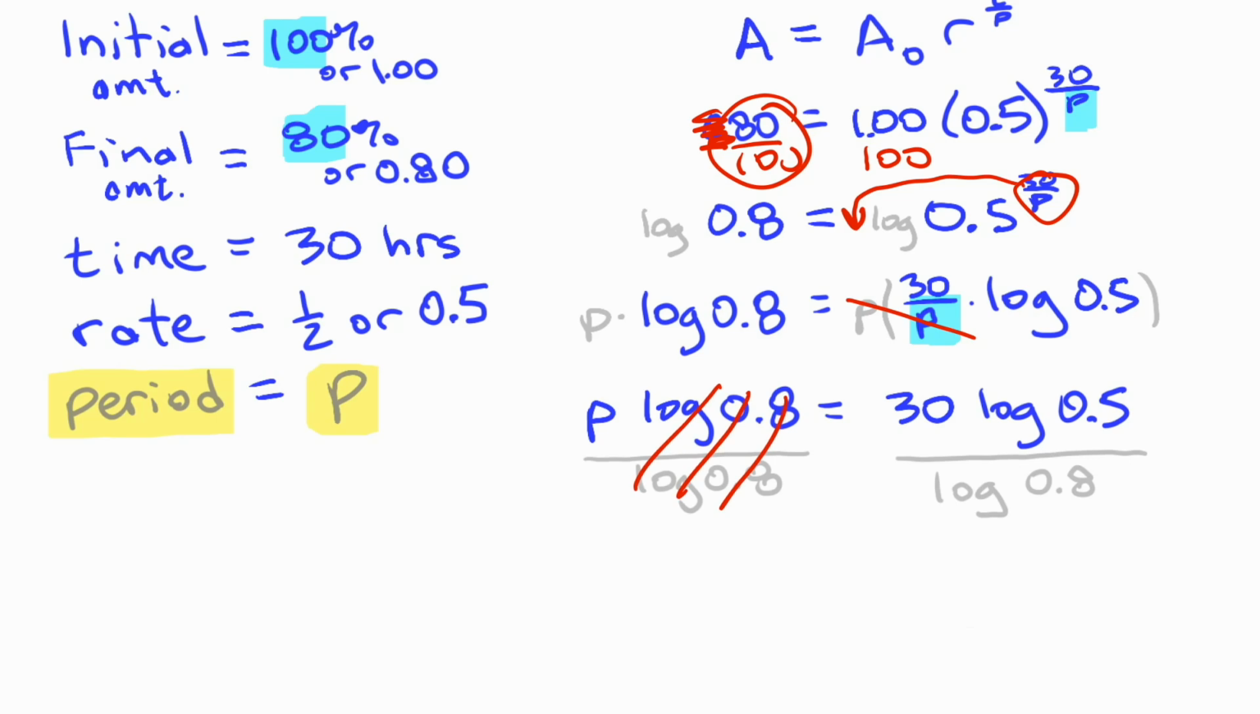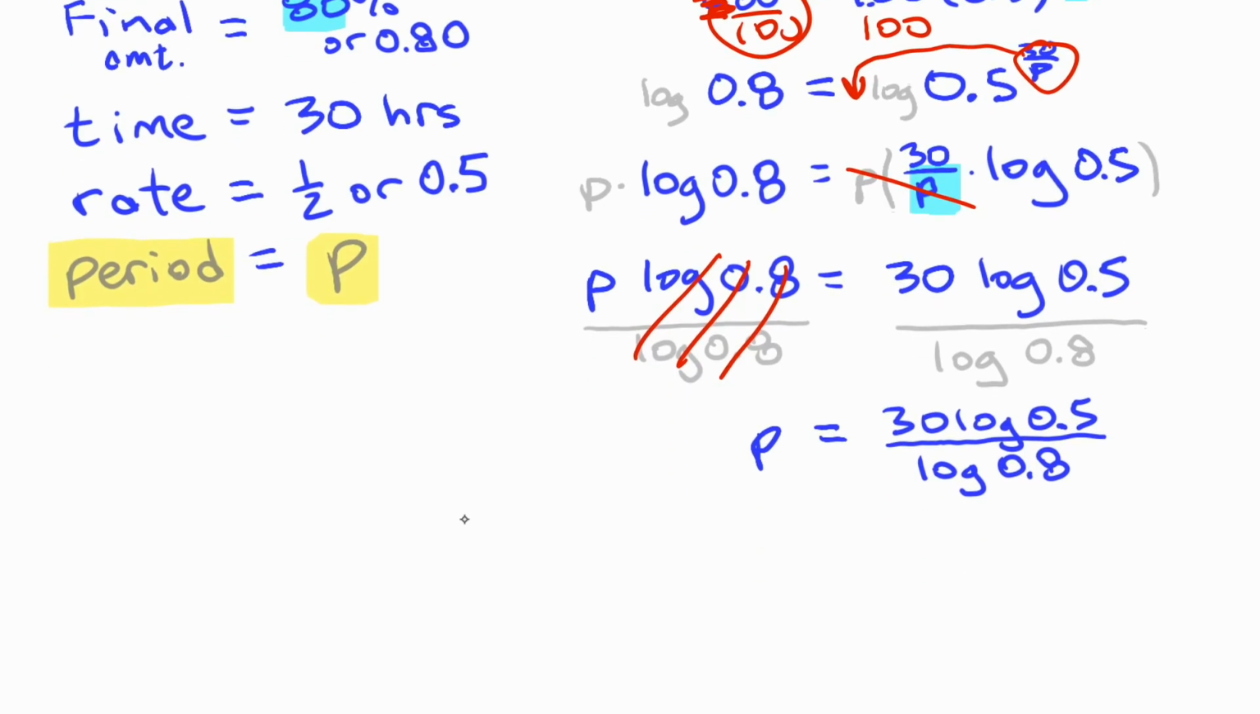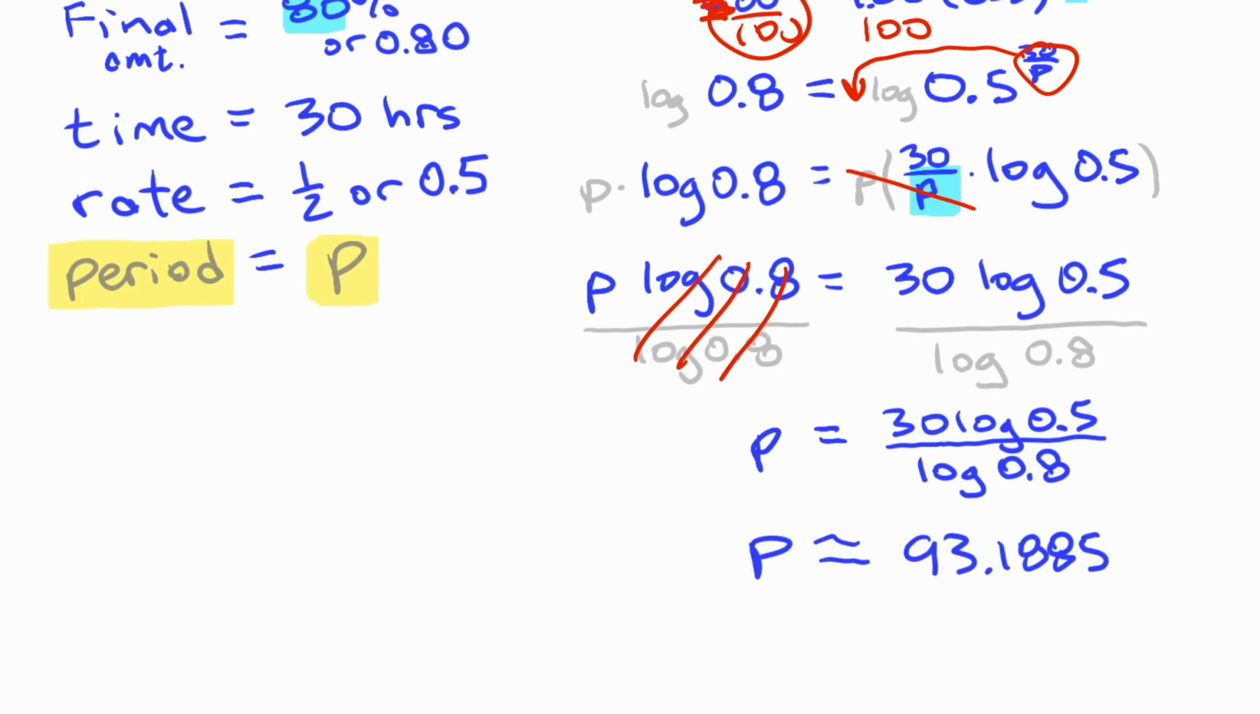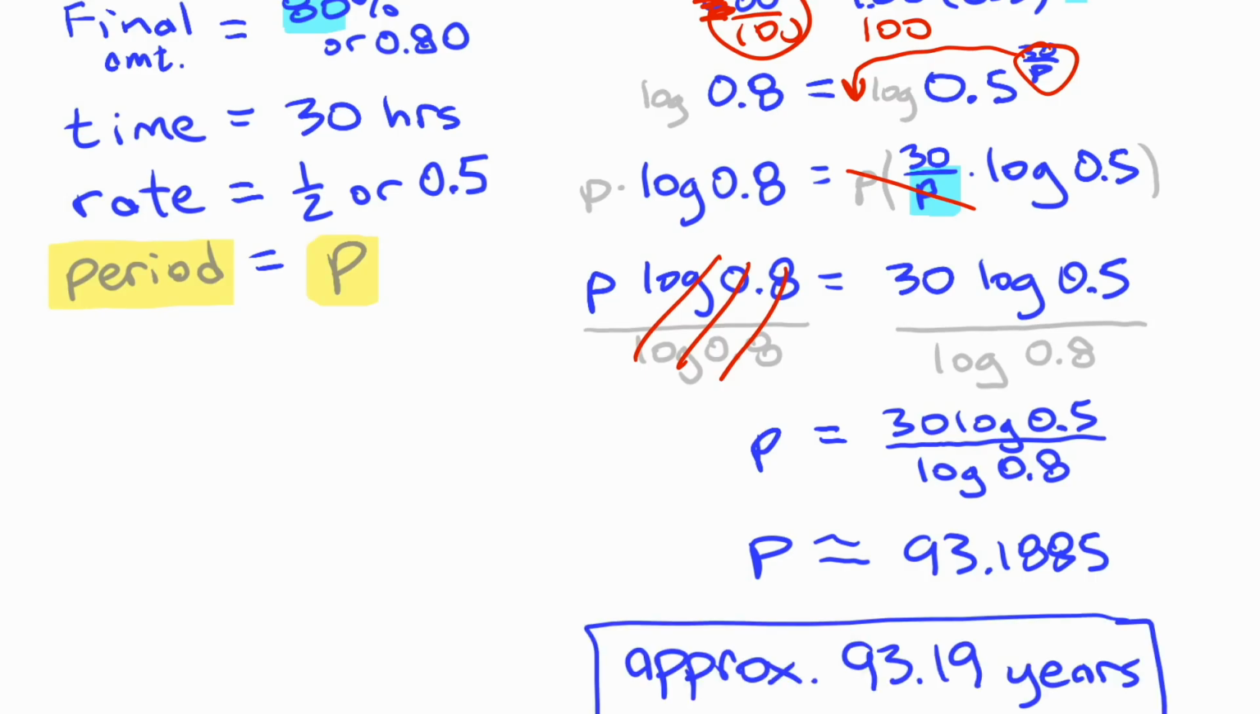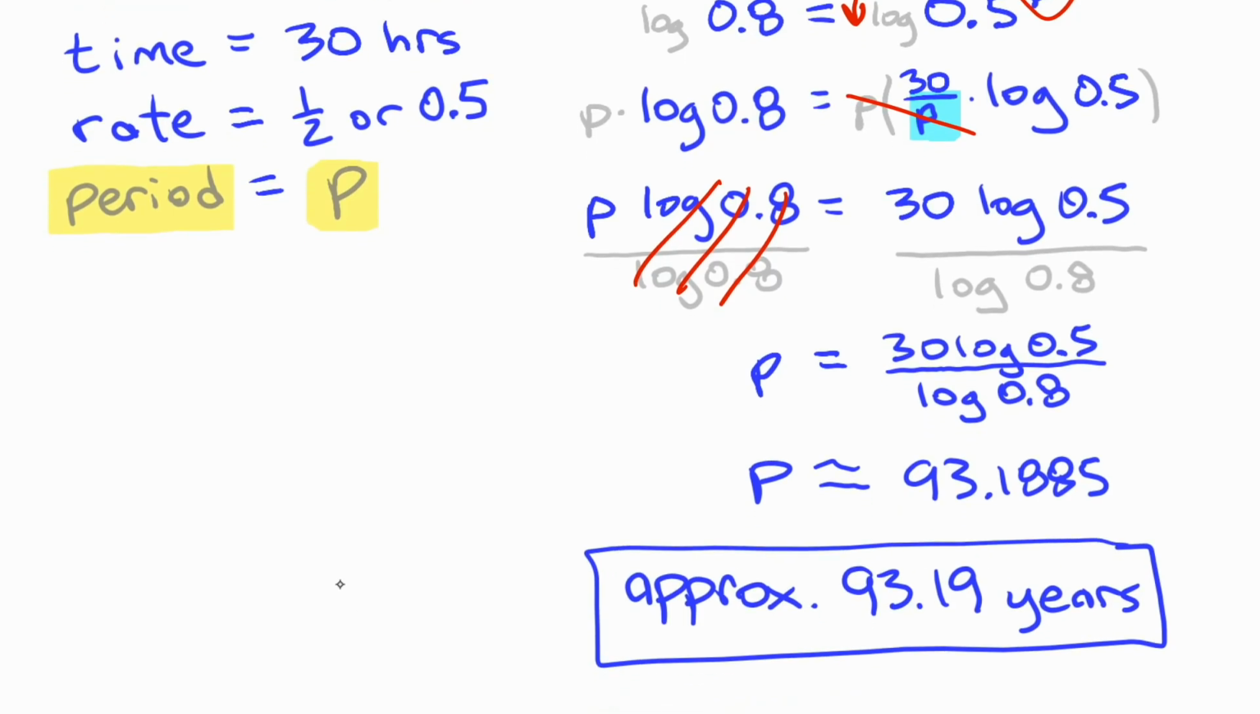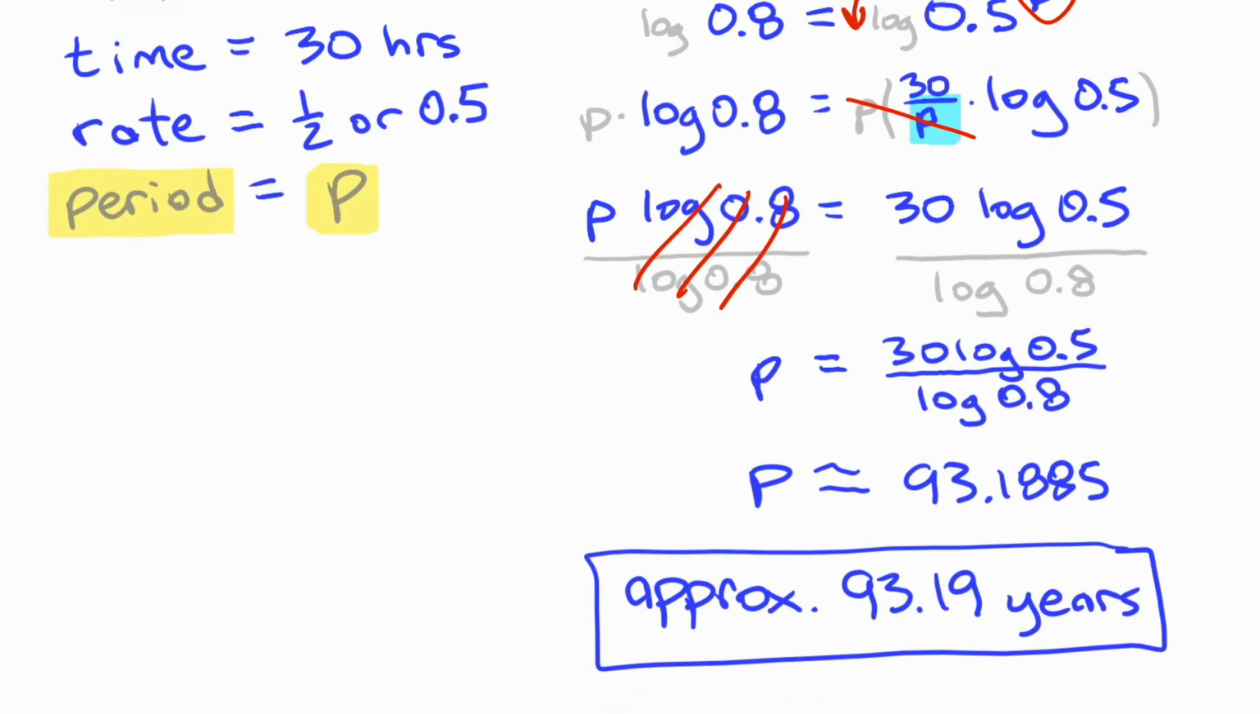And so what I have is just a p on the left and 30 times log of 0.5 divided by log of 0.8. And that gives me roughly, if you go to your calculator, 93.1885. So we can say it's approximately 93.19 years. Again, you could say 93.2 years. You could even say roughly 93 years if that's what you want, depending on how accurate you want it.